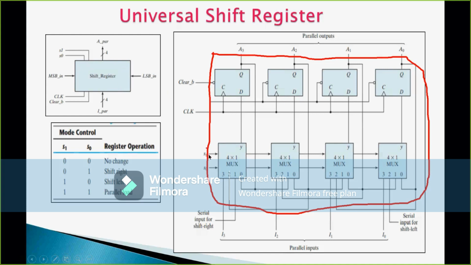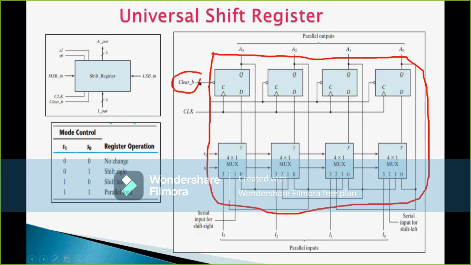Next, outside, what do you have? See here, S1, S0. These two parameters are given here. Drawing the block diagram is very easy. Then the clock signal is given. Since we are using D flip-flops, the clock signal is also there. Externally we are applying the clock signal.